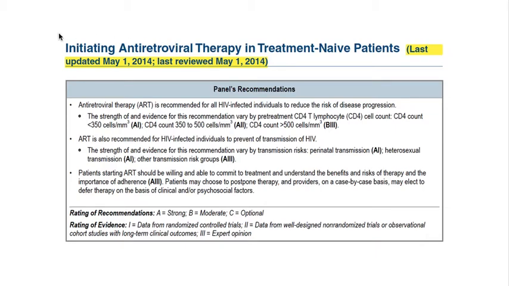We'll start with the section on initiating antiretroviral therapy. As you can see from this slide, antiretroviral therapy is recommended for all HIV-infected individuals. The strength of the evidence varies, but the conclusion is that it should be given both for therapeutic reasons in the individual patient as well as to prevent the transmission of HIV, as you can see here. And this provides a great public health benefit.